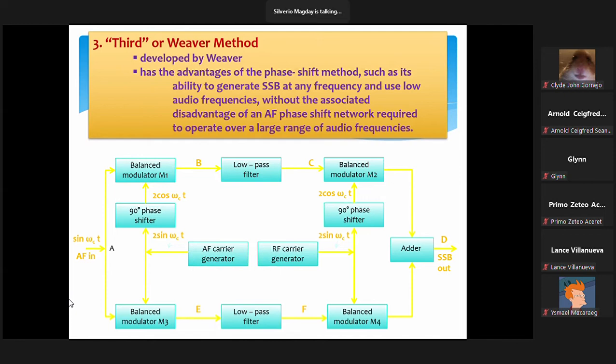So yung third or the Weaver method, gumagamit din siya ng balance modulator, tas may phase shifter din siya. And then may filter, most likely parang pinagsama yung first and second na method.